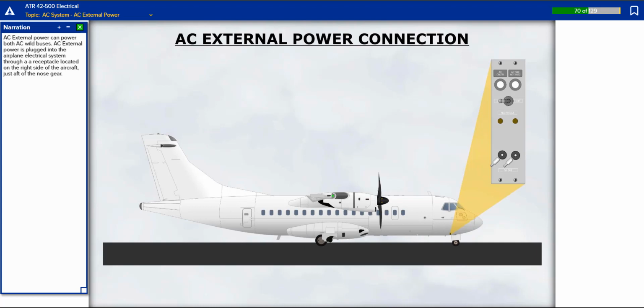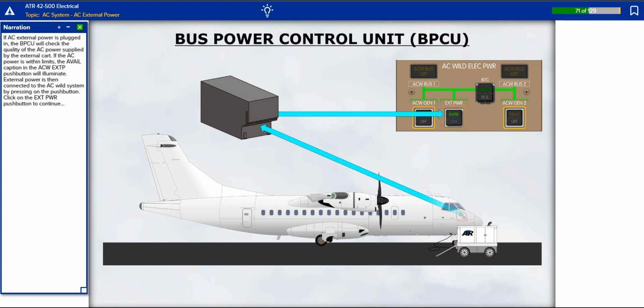AC external power can power both AC wild buses. AC external power is plugged into the airplane electrical system through a receptacle located on the right side of the aircraft, just aft of the nose gear. If AC external power is plugged in, the bus power control unit will check the quality of the AC power supplied by the external cart. If the AC power is within limits, the available caption in the AC wild external power push button will illuminate. External power is then connected to the AC wild system by pressing the push button. Click on the external power push button to continue.